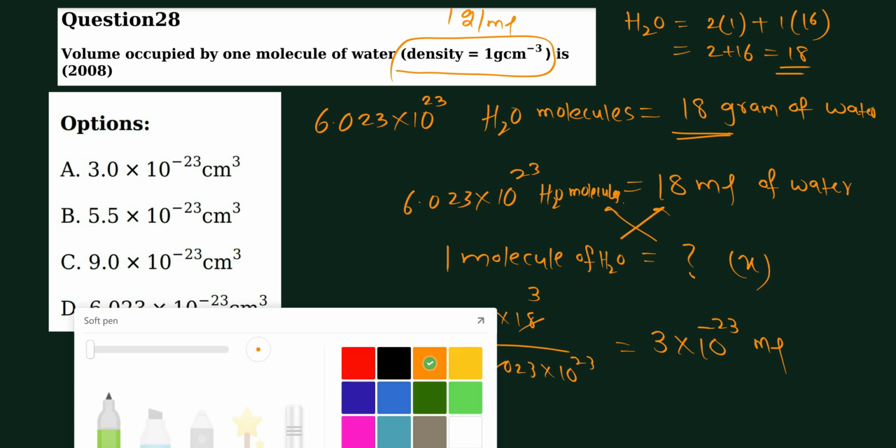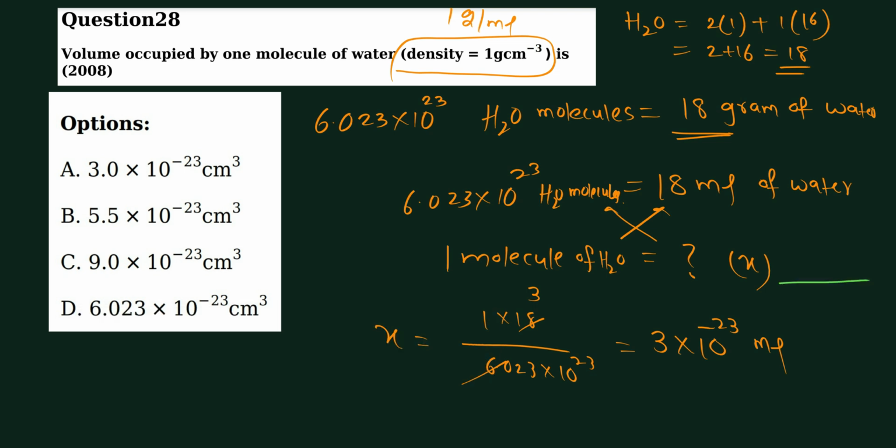So what is the X you got here? 3 × 10^-23 ml. That means one molecule of H2O occupies this much volume, 3 × 10^-23 ml. 18 ml of water consists of this many molecules, right? And 3 × 10^-23 ml consists of only one water molecule. The answer is 3 × 10^-23 ml, or we can write ml as centimeter cube also. 1 ml equals 1 centimeter cube, right? Is it clear, everyone? Yes, sir.